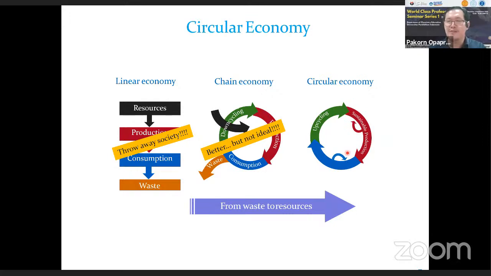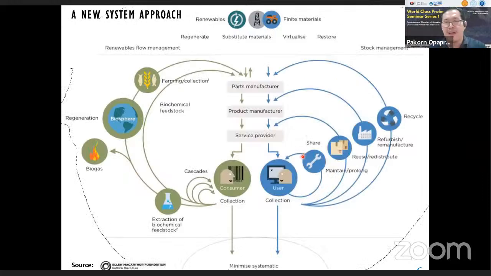So if we can do this, there is no more need. We do not need to get any new resources, and we do not throw away any harmful waste to the environment, right? So this is the concept of circular economy, where everyone in the world, every country, tries to practice in order to go to this goal, like close the loop, circular. And there are many approaches, many steps we need to do in order to go to the circular economy.